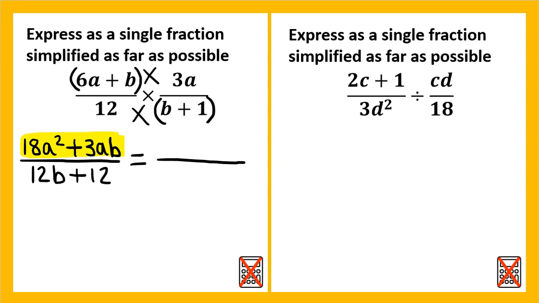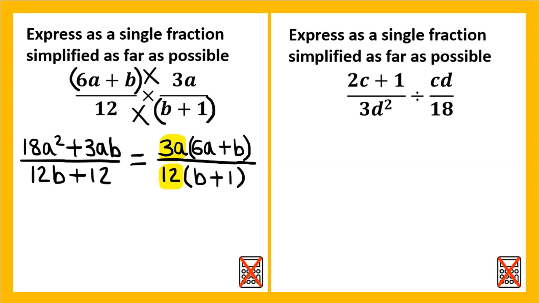So factorizing the numerator, we'll be able to take a factor of 3 outside the bracket. Both of these terms also involve a, so we'll be able to take a outside the single bracket. And on the inside, 3a times 6a will give me 18a squared, and 3a times b will give me 3ab. Repeat the process with the denominator. 12 and 12 both have a factor of 12, leaving us with b plus 1 inside the bracket.